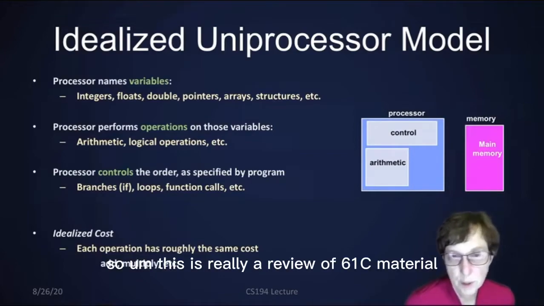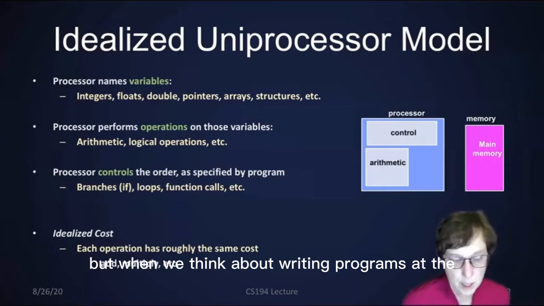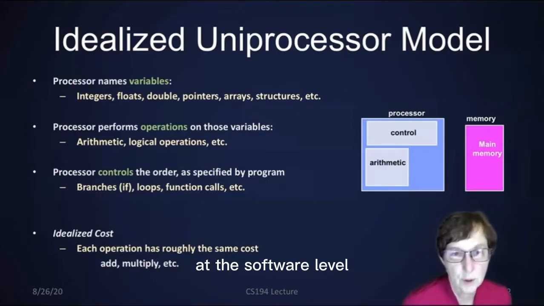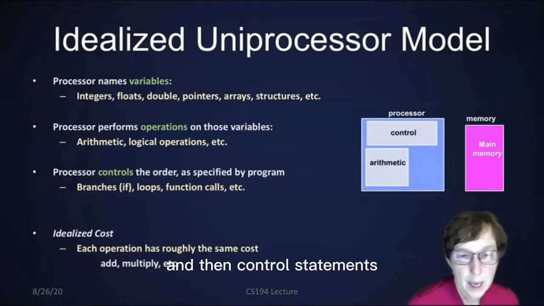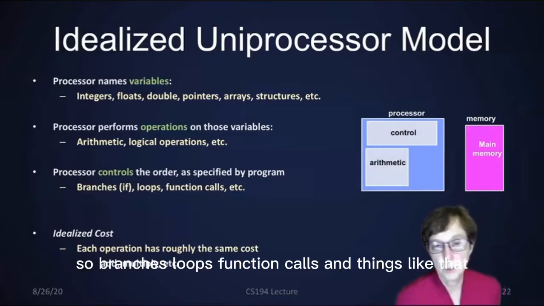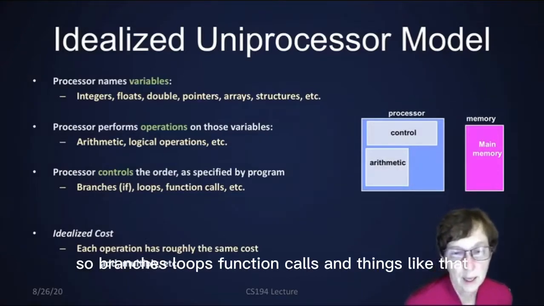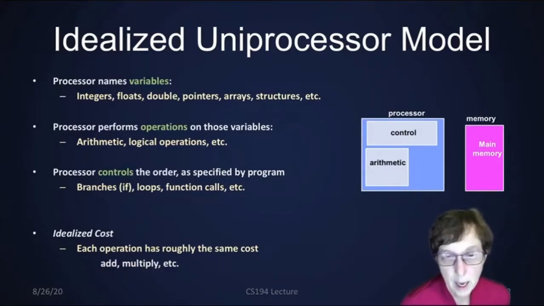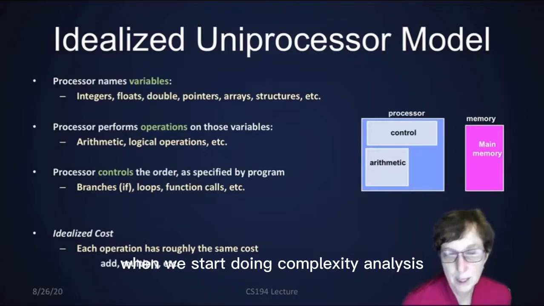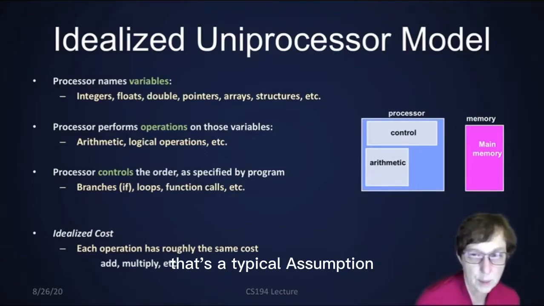So this is really a review of 61C material, but when we think about writing programs at the software level, we've got variables, we've got arithmetic operations and other logical operations that we perform on them, and then control statements, so branches, loops, function calls, and things like that. And we sort of assume that every operation, a multiply and add, has the same cost. When we start doing complexity analysis, that's a typical assumption to make.